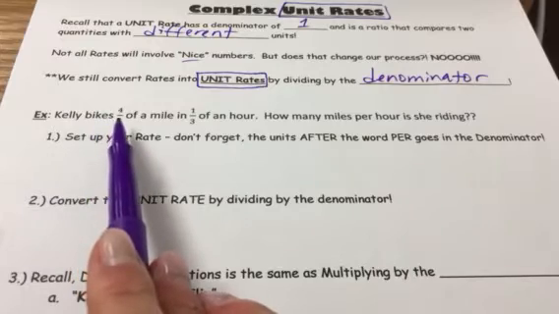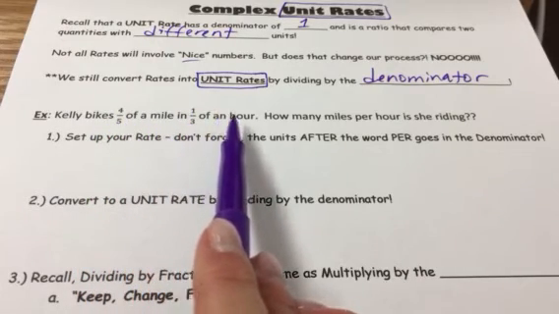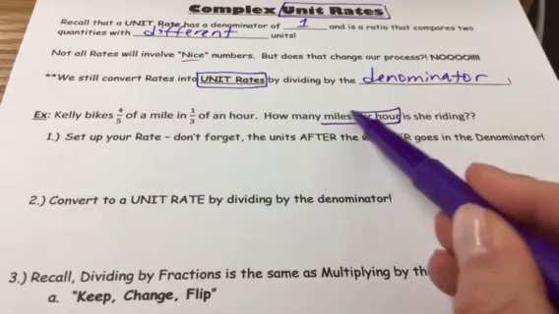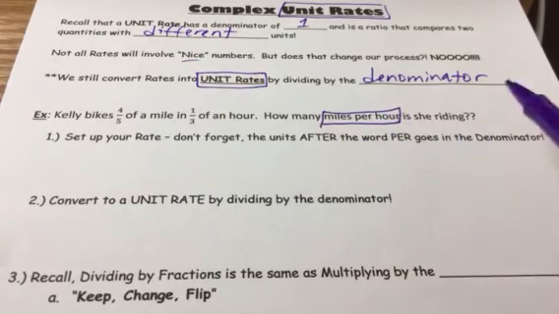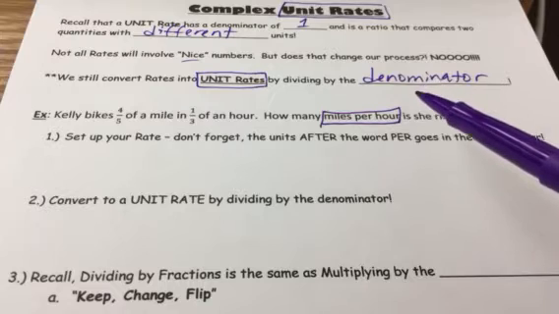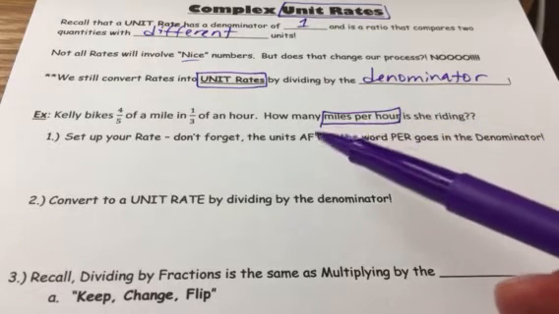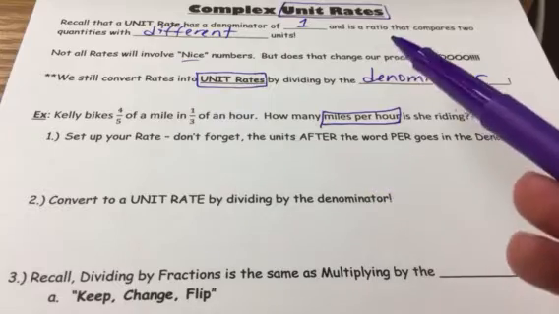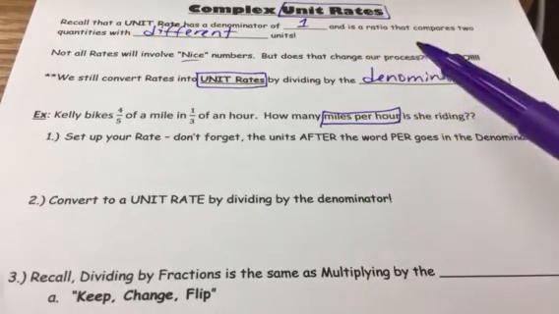Kelly bikes 4/5 of a mile in 1/3 of an hour. I want to know how many miles per hour she is riding. Now there's a couple different ways you can do this. You could use a ratio table if you would like, but I'm going to just set this up as a rate and use our knowledge of complex fractions.